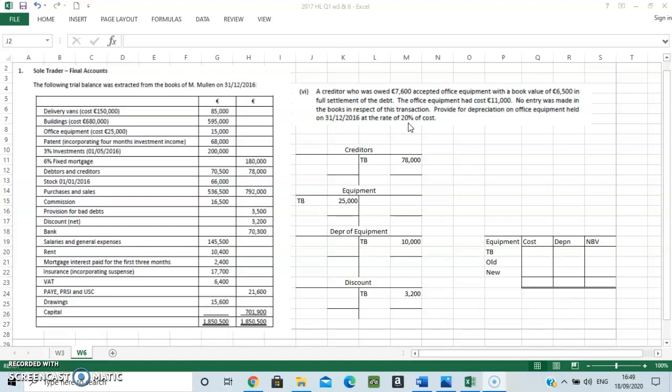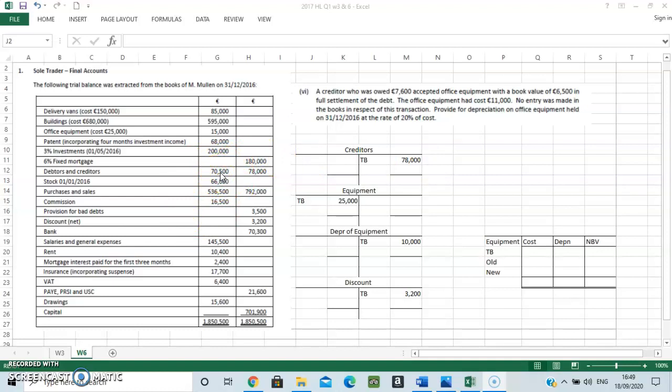So what we need to do here is we need the following T accounts. We need a T account for creditors because we're removing a creditor. We're also taking out some equipment, so we need an equipment account. There will be a reduction in our depreciation, so we need a depreciation account. And as I referred to earlier on, there will be discount in this, so we need that account as well. So there's the 4 T accounts I've set up like that, and the trial balance number for all 4 of those is already inputted from the trial balance information.